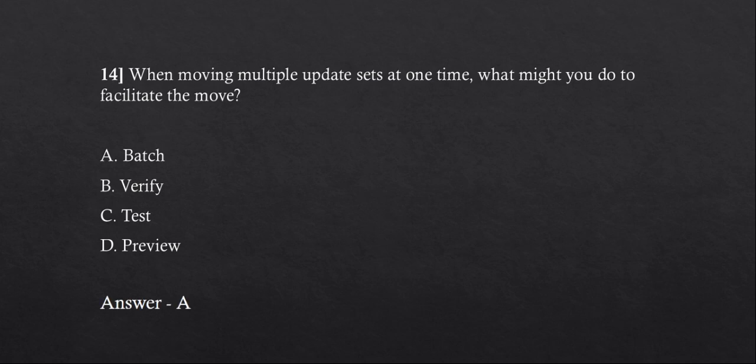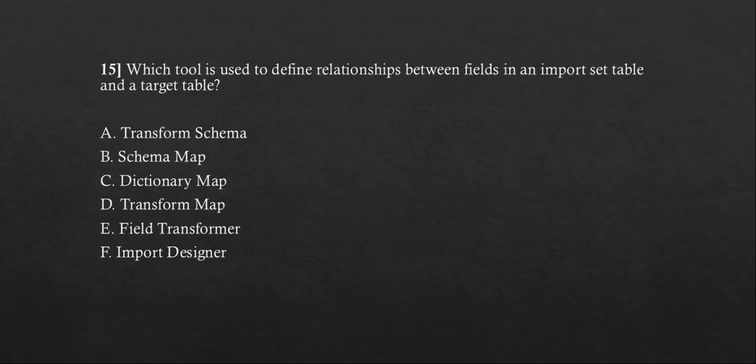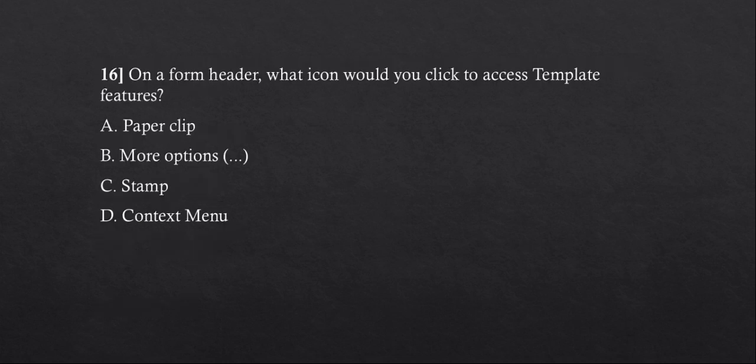Next question. 15. Which tool is used to define relationships between fields in an import set table and a target table? A. Transform schema. B. Schema map. C. Dictionary map. D. Transform map. E. Field transformer. F. Import designer. Answer, D.